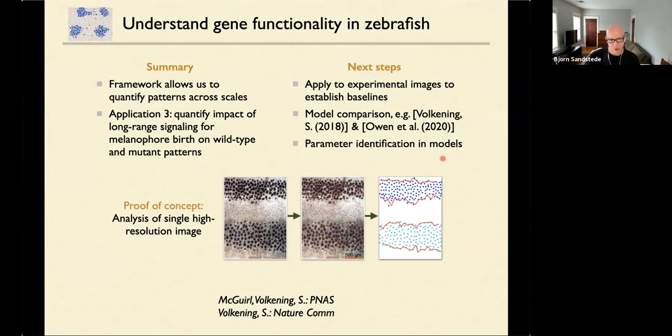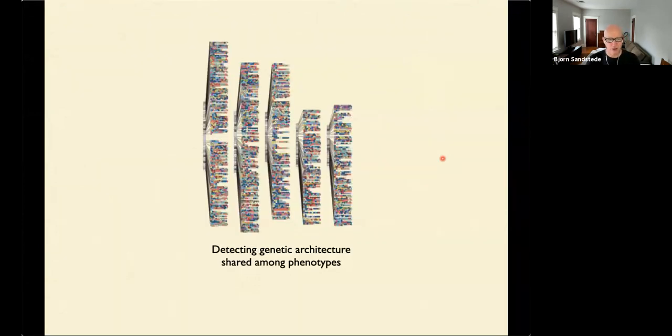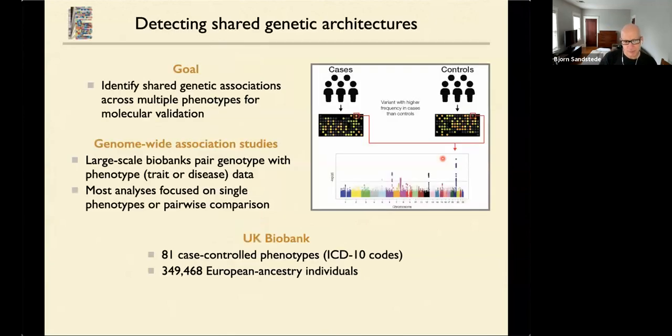So that was the end of the first part, which took me longer than I thought, but this was the aspect of using essentially topological data analysis to quantify patterns in agent-based models of zebrafish patterns. The next thing that I would like to talk about, switching gears, is detecting genetic architectures that are shared by different phenotypes. And so the goal was, in our case, looking at a range of diseases.